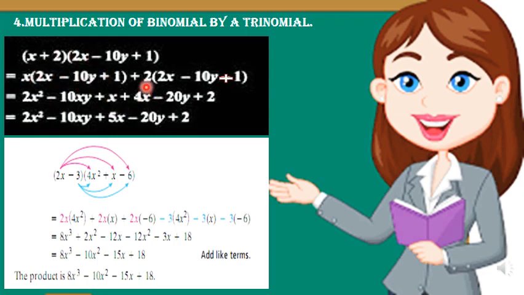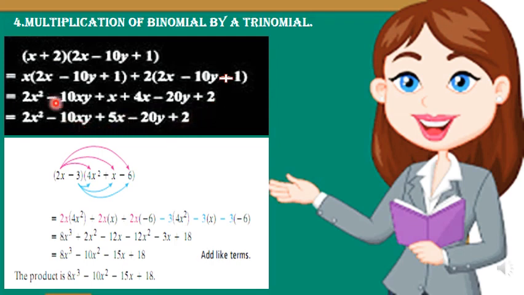Follow the same procedure. 2 into 2x is 4x. 2 into minus 10y is minus 20y. 2 into plus 1 is plus 2. Here we have a plus sign, so plus 2 should be multiplied with these 3 terms along with their signs, so that you will be getting these 3 terms.